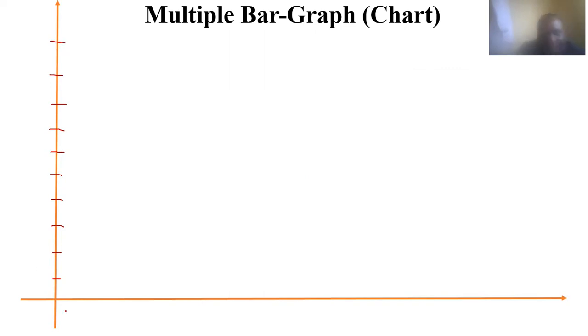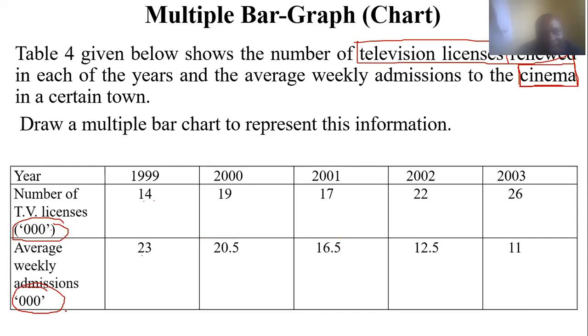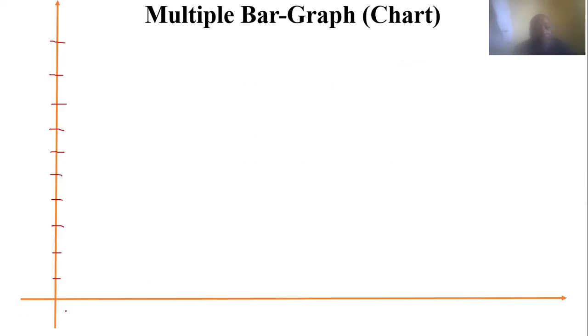Then we look at both sets of values here. The highest is 26 and the lowest is 11. So we go here and have 0 as our starting point. Then we have 5, 10, 15, 20, 25, and 30. You can proceed, but 30 should be our last number.